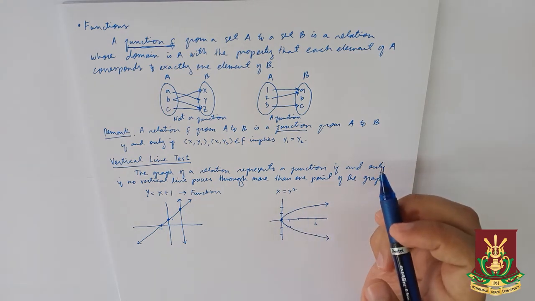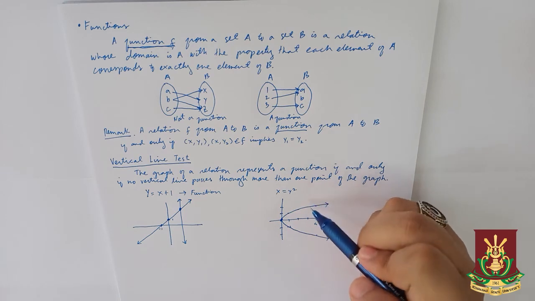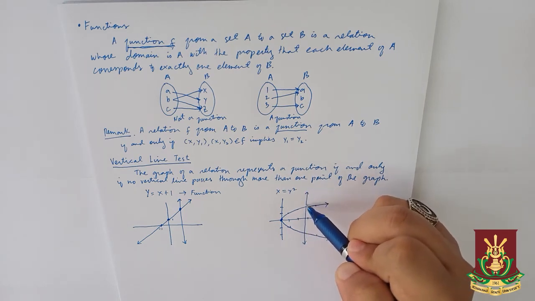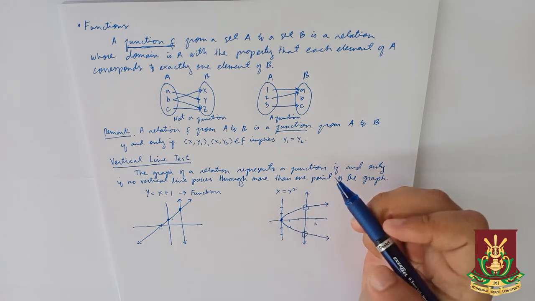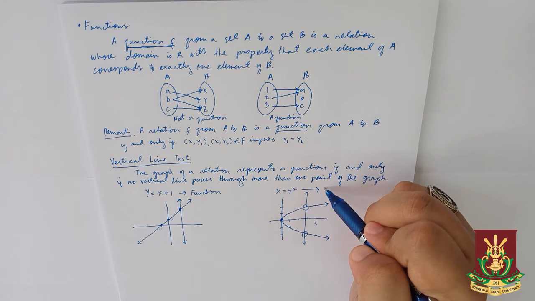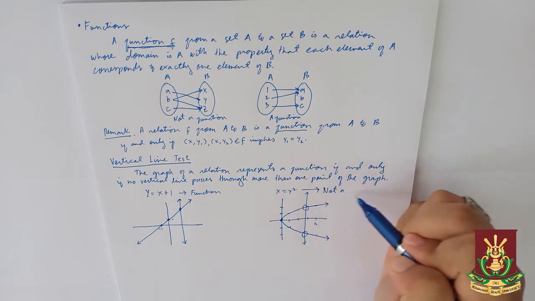Okay, so as we may see, when we draw here a vertical line, it will pass through 2 points in the graph. Thus, by the vertical line test, the equation x equals y squared, which is a known relation, is not a function.